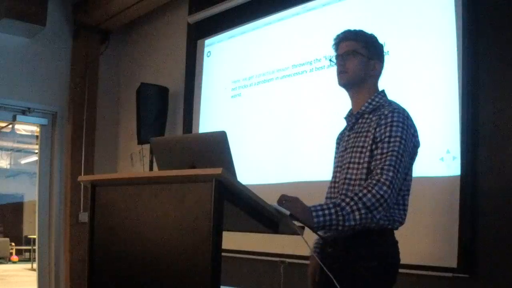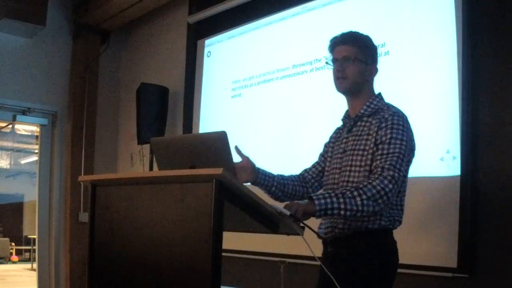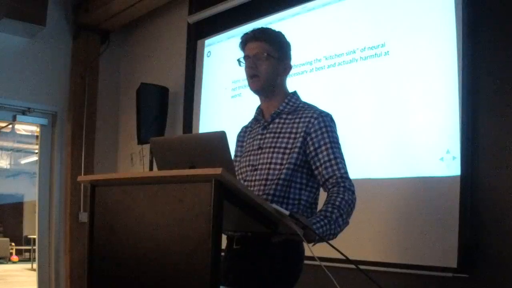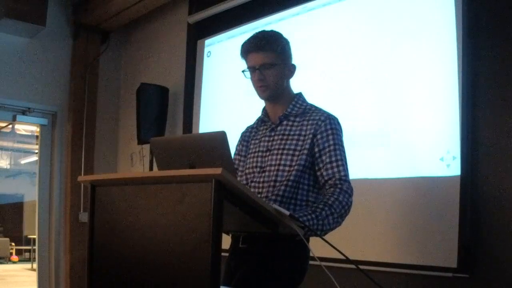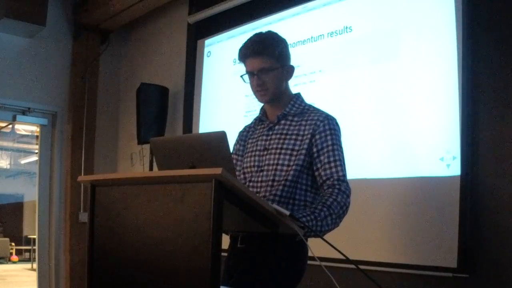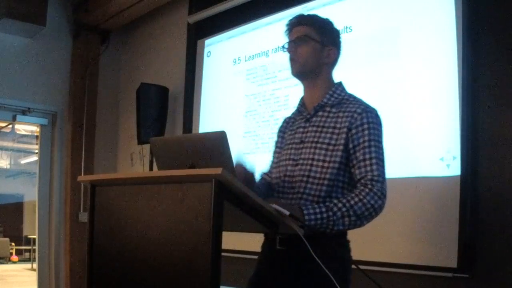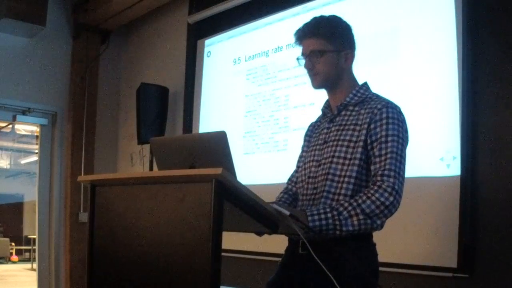So there is a practical lesson here too: throwing the kitchen sink of tricks at a neural net problem isn't always the best approach. And indeed, if you had chosen the wrong momentum parameter, it would have been extremely harmful. A momentum parameter of 0.9, which is a very standard one to use, makes the network a lot worse.